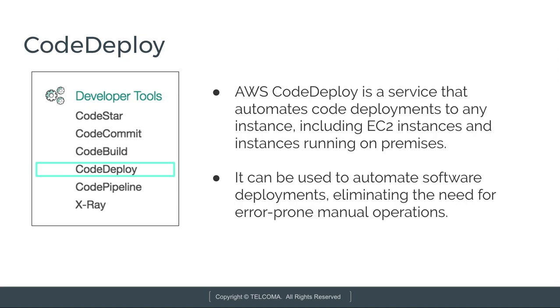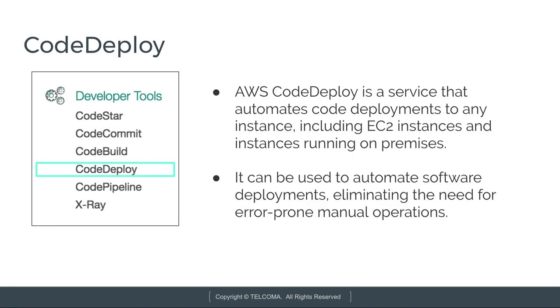Under CodeDeploy, that means AWS CodeDeploy, this is basically a service with which we can automate code deployments to any instance, including Amazon EC2 instances and instances running on premises. AWS CodeDeploy makes it easy to rapidly release new features. It helps you avoid downtime during application deployment, and it handles the complexity of updating applications.